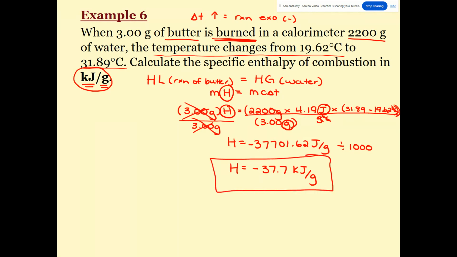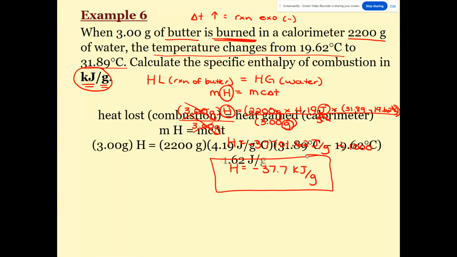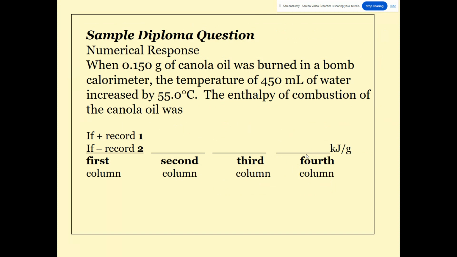Okay? This is how we solve a question, like I said, of an unknown substance, like butter. We don't know its mass, we don't know its molar mass, what its chemical formula is. So it's kilojoules per gram. I believe we have another sample diploma question, and then that is it.